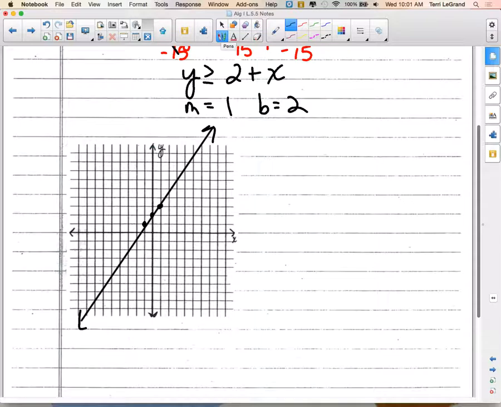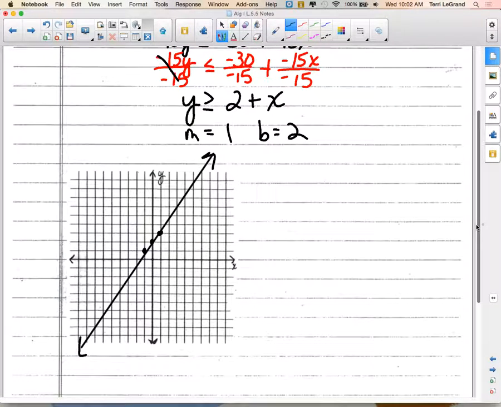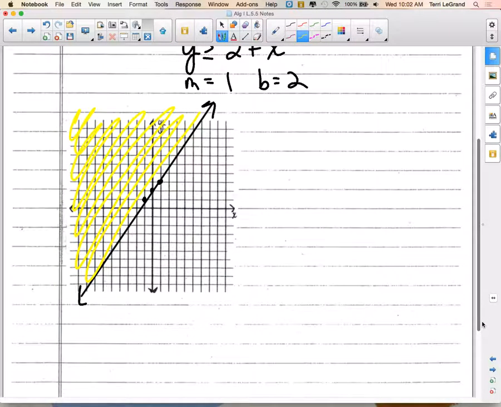Okay, now the next decision is, and this is where we look, right here, in our renamed one, should we shade above or below? We should shade above, okay? So go ahead and shade above. After you have shaded above, the next decision you make is what should I use as a test point?